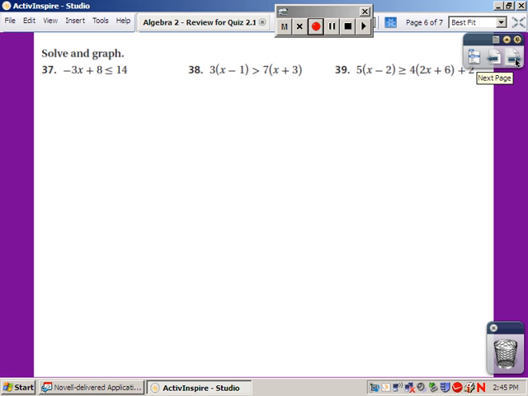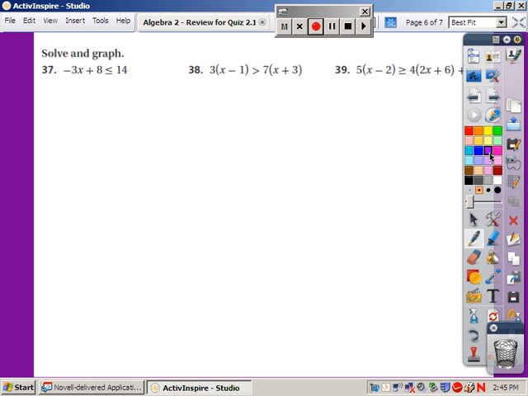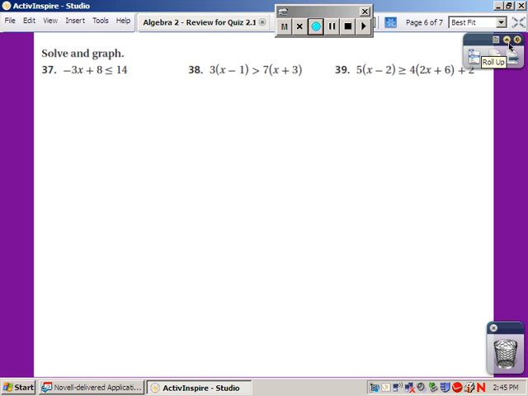Okay, this time we have some inequalities. Because we talked about in class, the only difference between an inequality and an equation is that maybe in that last step, you might have to reverse the inequality symbol. But as far as solving is concerned, you do it basically the same way. This one's about as simple as they come. We'll just subtract 8. And we get negative 3x less than or equal to 6. Here we are dividing by negative 3 in this last step. When we divide by negative, that means we have to flip this symbol around.